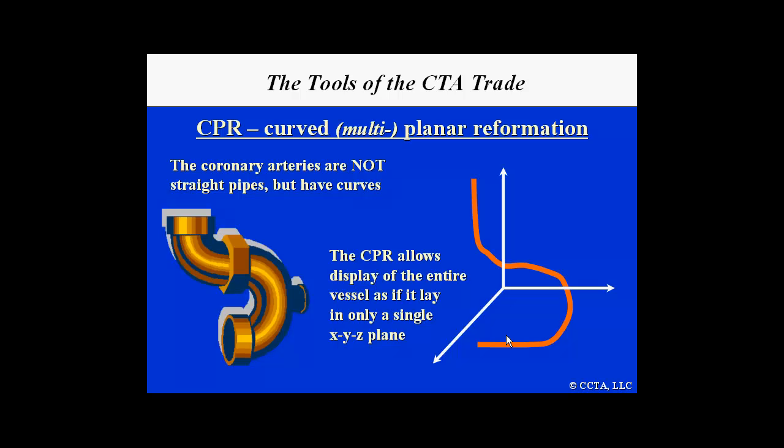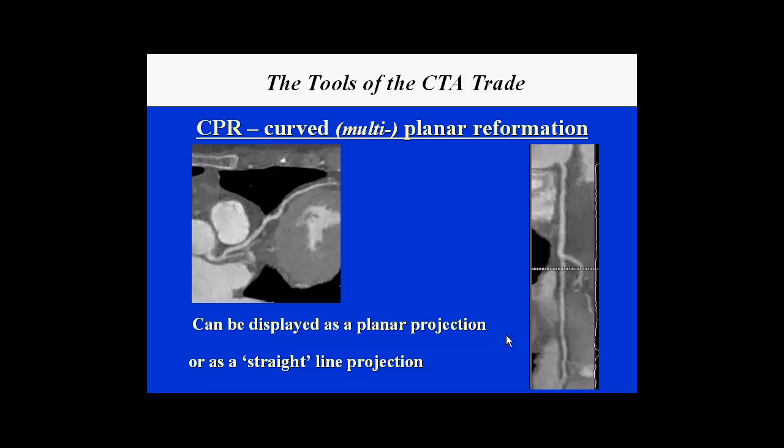A curved multiplanar reformation is essential because the coronary arteries do not lie in a single anatomic plane, but curve in a 3-dimensional conformation. Thus, a CPR allows display of the entire vessel as if it lay in only a single XYZ plane. The CPR can be presented as a planar projection, as shown on the left panel, or as a straight line, or what I like to call a noodle view, in the image on the right.